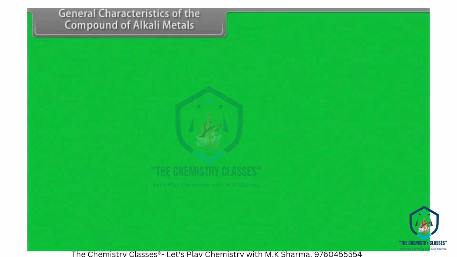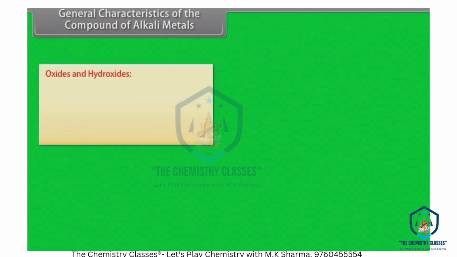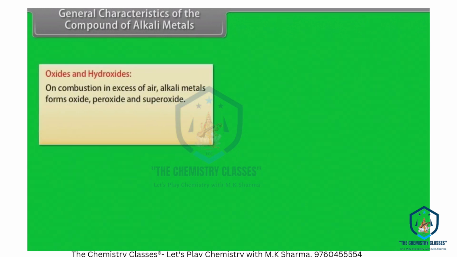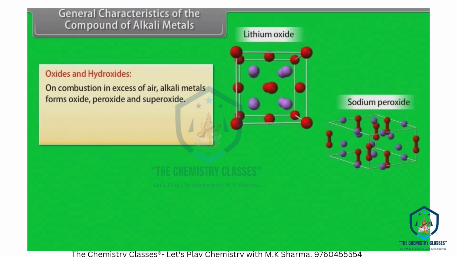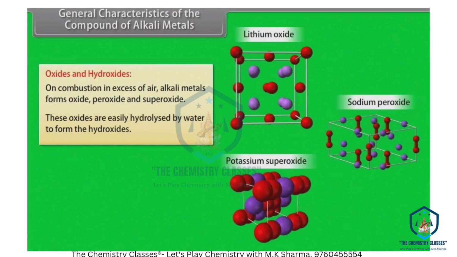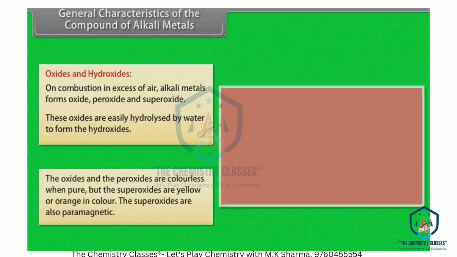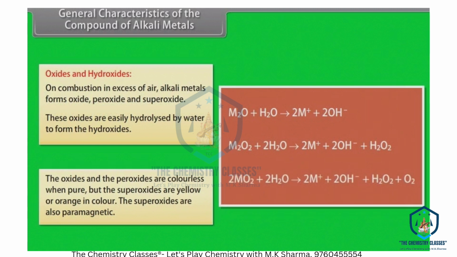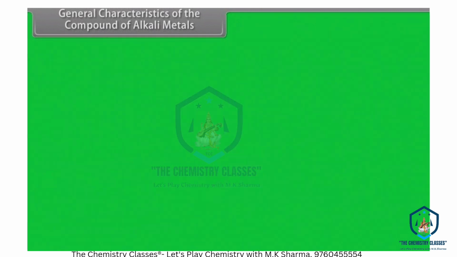General characteristics of the compounds of alkali metals. Oxides and hydroxides. On combustion in excess of air, alkali metals form oxides, peroxides and superoxides. These oxides are easily hydrolyzed by water to form the hydroxides. The oxides and peroxides are colorless when pure, but the superoxides are yellow or orange in color. The superoxides are also paramagnetic.